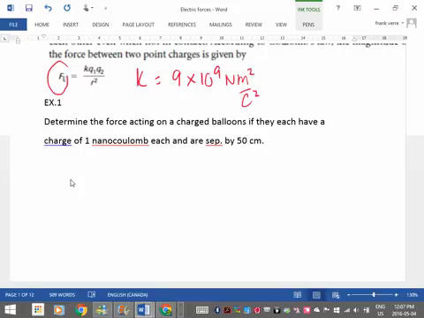So, what is the force acting on a charged balloon if they each have charged balloons?